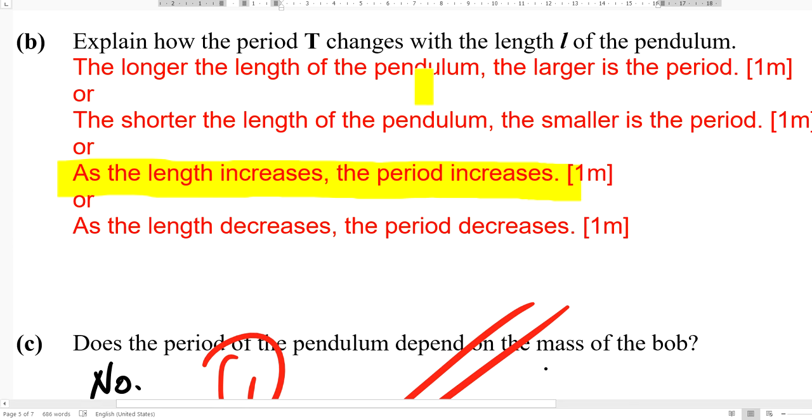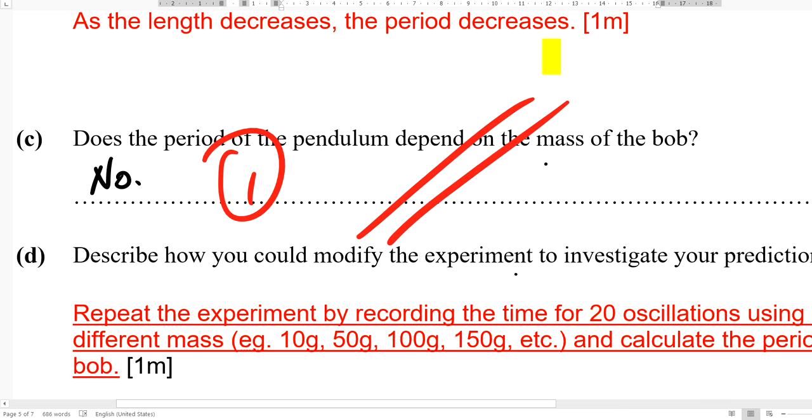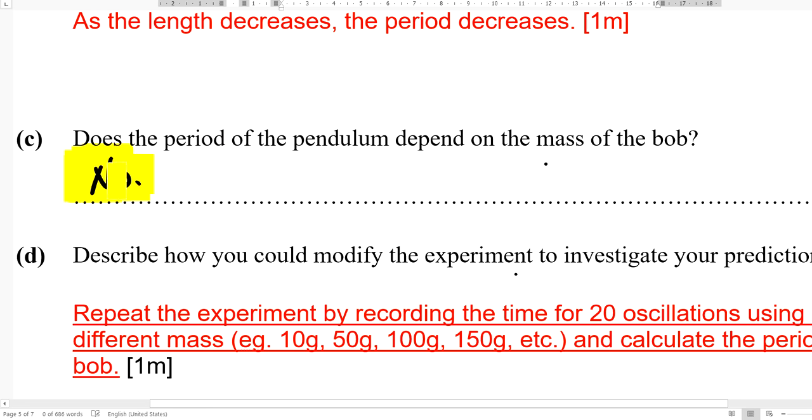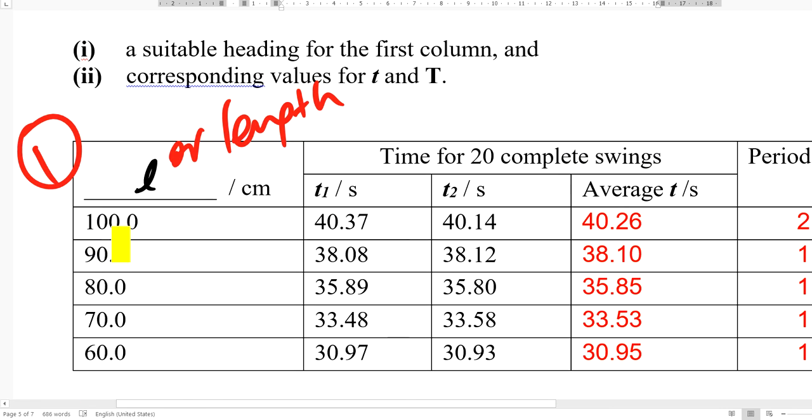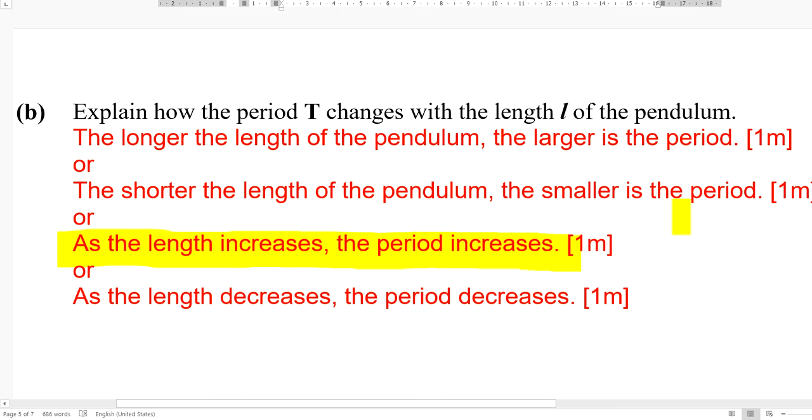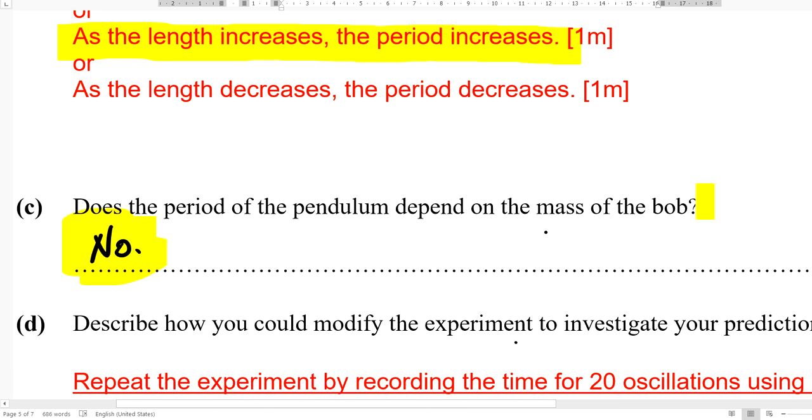Okay, does the period of the pendulum depend on the mass of the bob? No, it doesn't. I told you that it only depends on the length of the string. Right? As shown in the experiment over here, we see that as the length changes, the period changes. Look, when the length was 100, the period was 2. As the length decreased, as it got shorter and shorter, the period got smaller and smaller. Okay? So, only the length will determine the period. The mass of the bob does not.